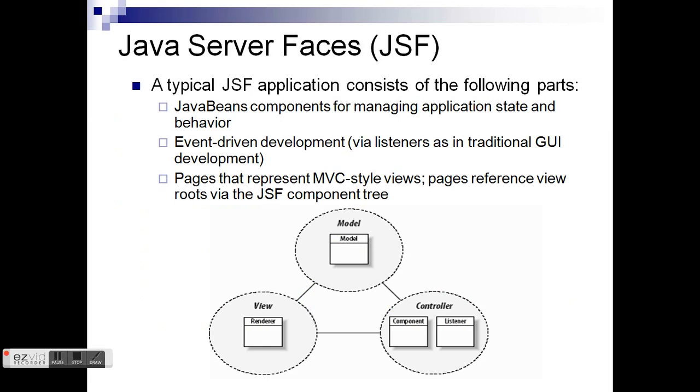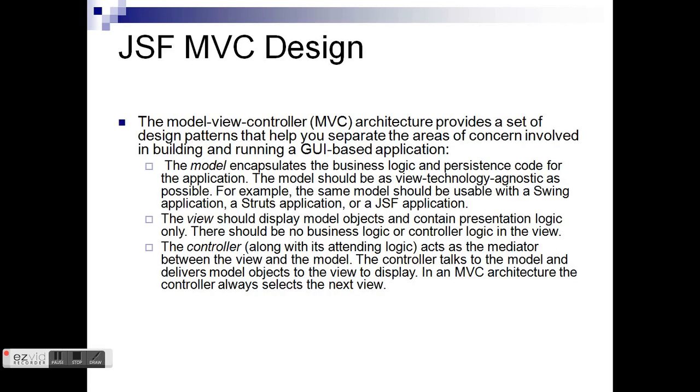Java Bean is your front. We can say it's a component which helps to manage the application state and behavior. We have event-driven development where we have listeners, which listen for any event that occurs. The pages represent the MVC style, model view controller, like this: we have a view, we have a model, and we have a controller. We can see one by one what exactly each is.